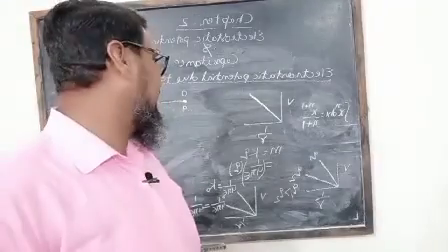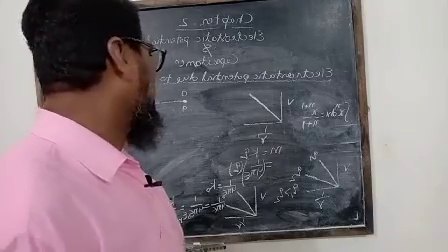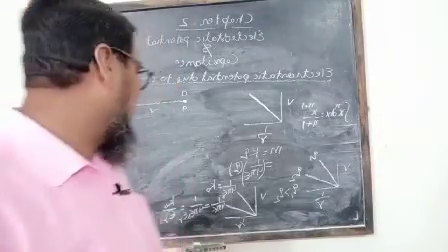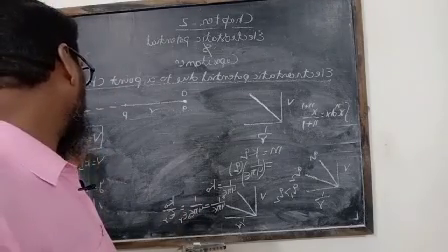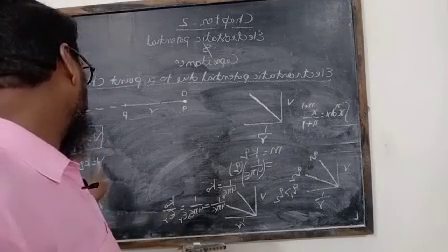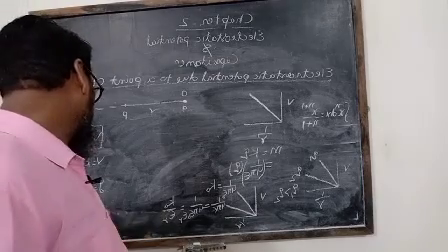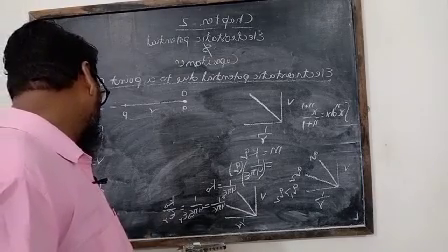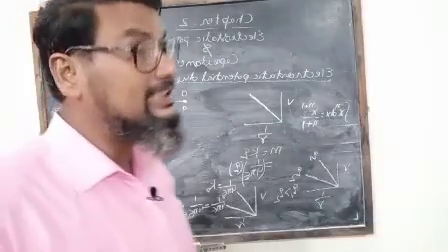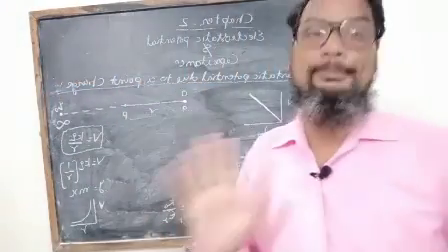So this is the electrostatic potential due to a point charge. The formula is V is equal to KQ upon R, which means V is inversely proportional to R, and V being inversely proportional to R means the curve between V and R is hyperbolic in shape.